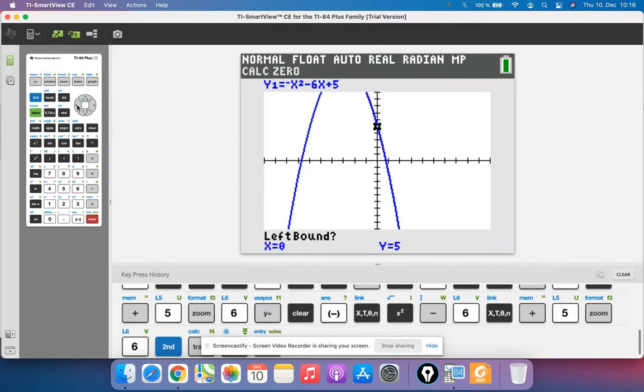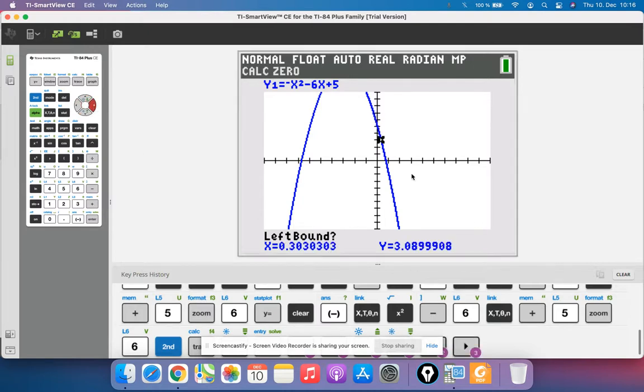So if there's 2 of them, we're going to have to do this twice. So I'll find the one on the right first. So left bound means the cursor has to be somewhere to the left. And notice I can't type up and down. So when I type left, that means the cursor is to the left of this x-intercept. So I hit enter, and now it puts a vertical line there.